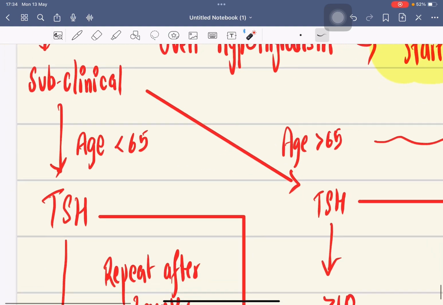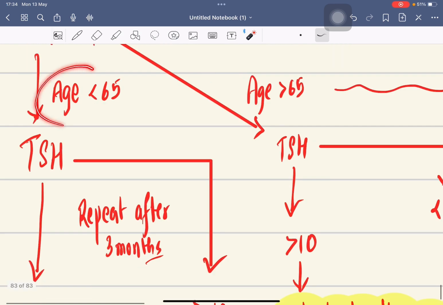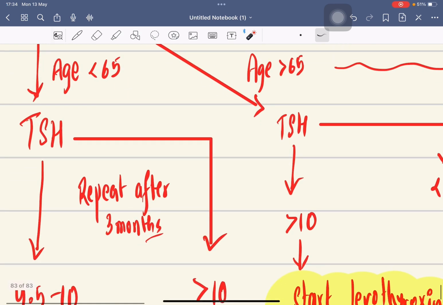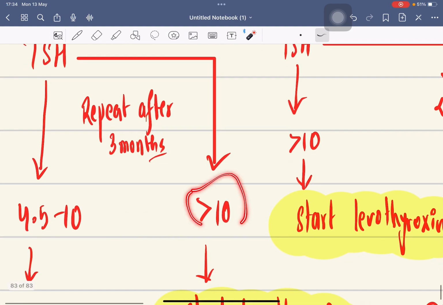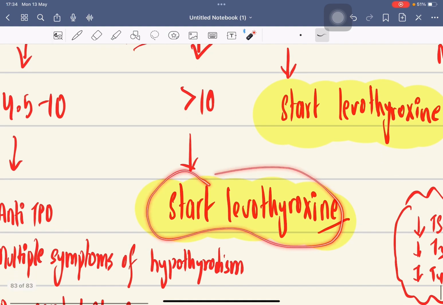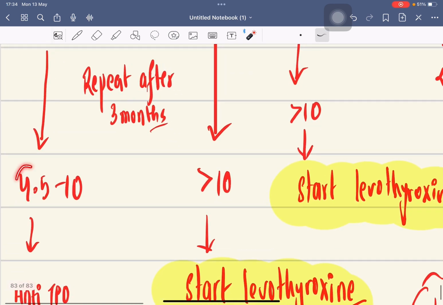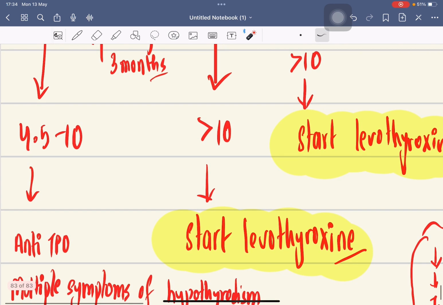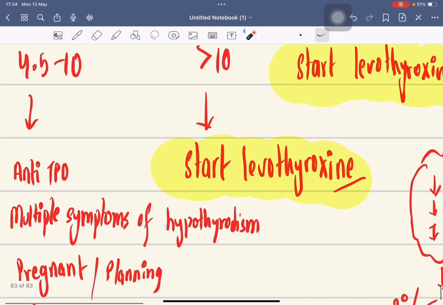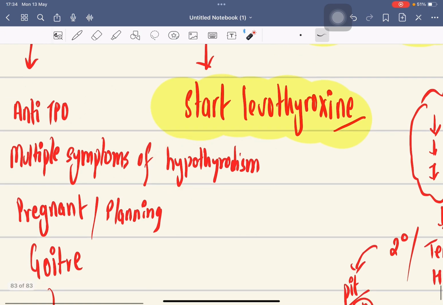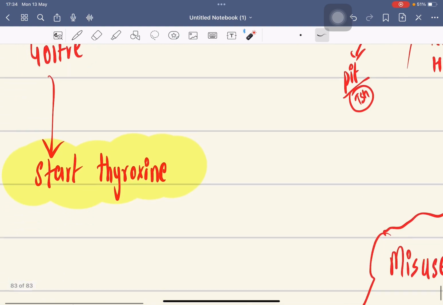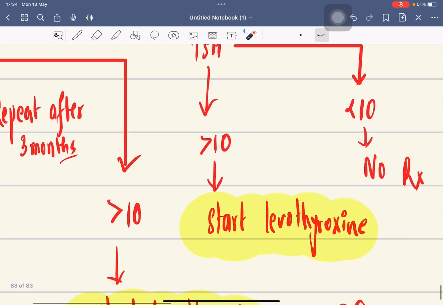But if the patient has subclinical hypothyroidism and age is less than 65, then we should check TSH again after 3 months. And if it is more than 10, then we should start levothyroxine. But if it is from 4.5 to 10, we should not start. But if the patient has 4.5 to 10 and anti-TPO positive, multiple symptoms of hypothyroidism, pregnancy, or they are planning for pregnancy, and goiter, then we should go for thyroxine.